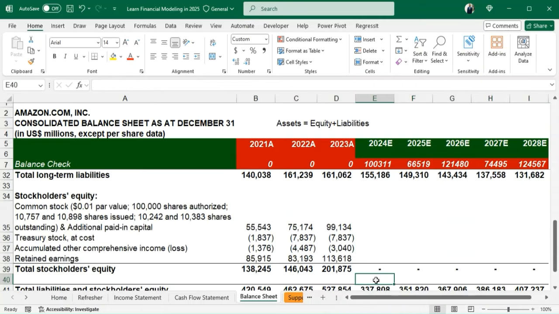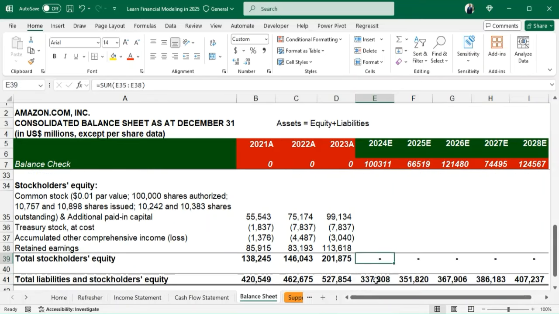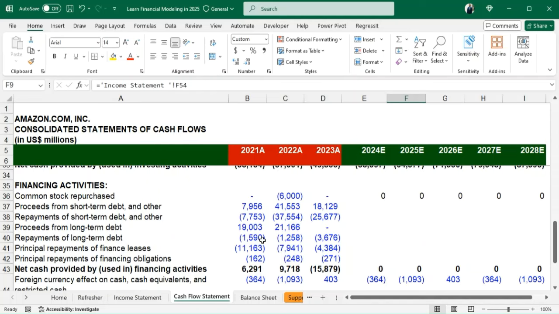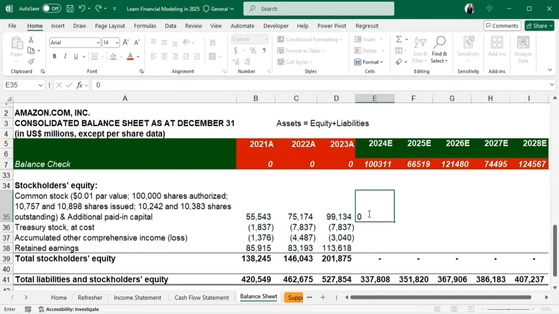Then lastly, we want to look at the stockholders' equity. So the first one is our common stock. All right, so when it comes to common stock and additional paid-in capital, we look at the cash flow statement. So as you can see, common stock repurchased is 0 throughout. And so we are going to assume that the same procedure is going to follow on our balance sheet. So we are going to keep it flat as 0. I can copy this to the right.